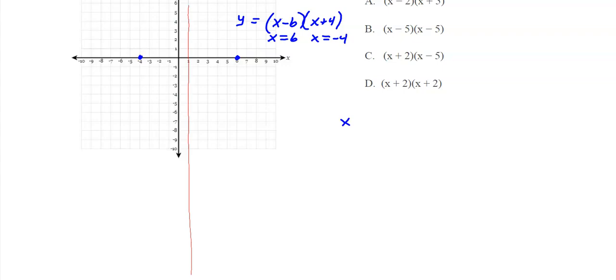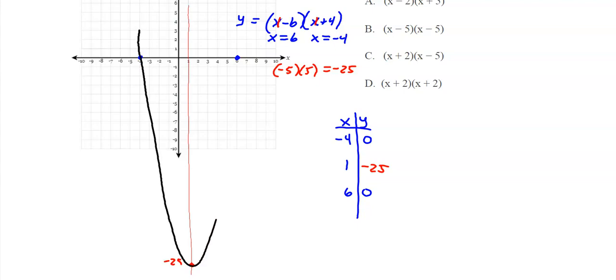So here's what I have on my table. When x is negative 4, y is 0. When x is 6, y is 0. The middle point is 1. Well, to find out what 1 is, I've got to plug it in and solve for it. Unfortunately, when you put 1 in here, you get a negative 5. And you put 1 in here, you get a positive 5. And it comes out to be negative 25. So holy crap, I'm way down here. I apologize. Ended up all the way down there. But hey, crap happens sometimes. And that's what that vertex is going to look like.